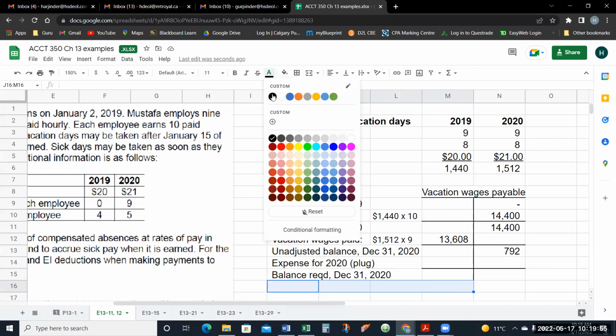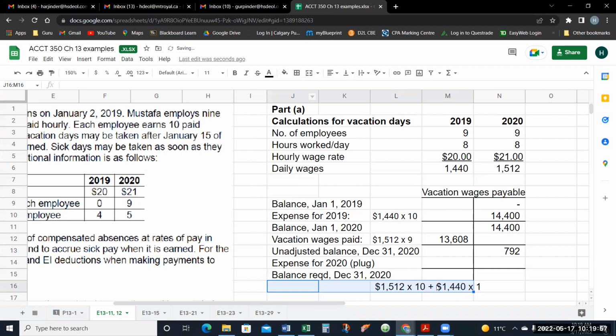total amount that the company requires. So the total amount that the company requires, the required ending balance, works out to $16,560. Now, what is that? It's basically 1,512 times 10 and add $1,440 for the 1 day's vacation that has not yet been taken for 2019.